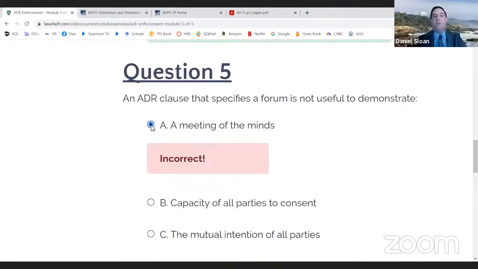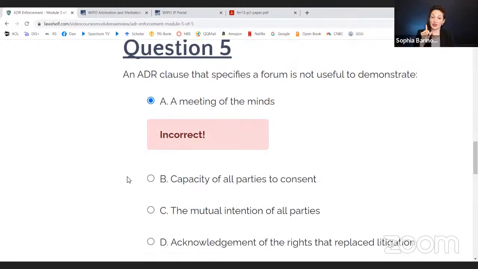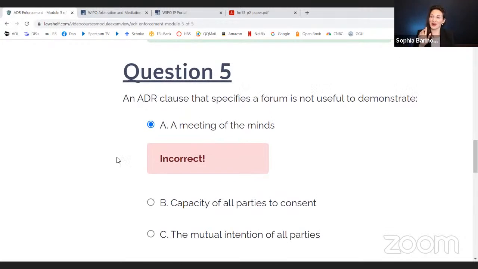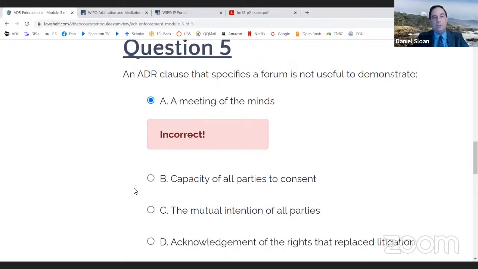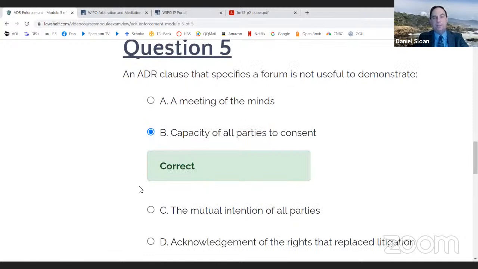So let's see what we have here. I will tell you what kind of answers we have. We do have some voting in here. The majority says B, but we also have C as an answer. But the majority is B. So an ADR clause that specifies a forum is not useful to demonstrate the capacity of the parties to consent.